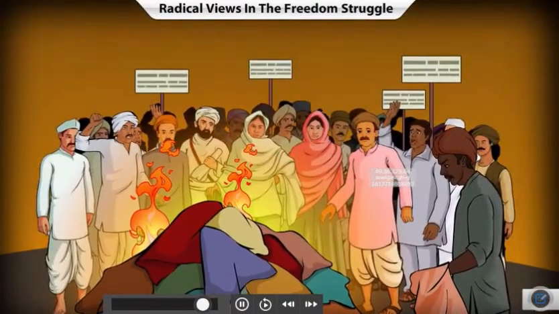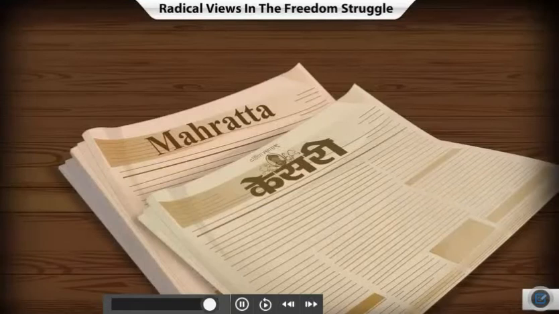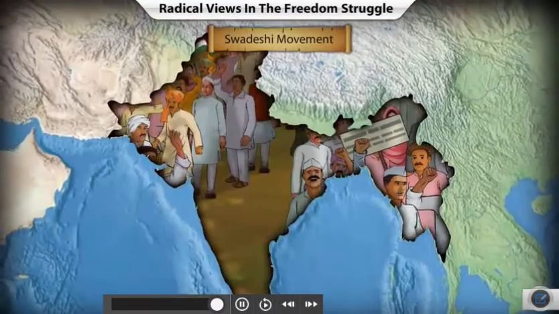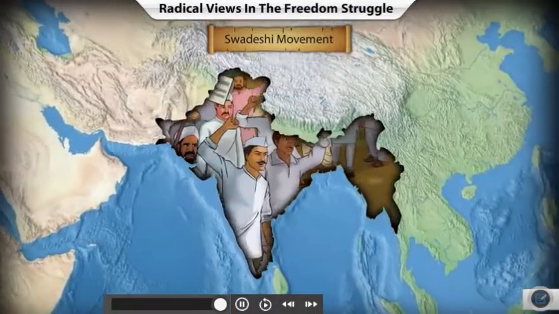They sought to oppose the British rule by boycotting foreign institutions and goods, encouraging Swadeshi enterprises, demanding national education, and promoting the use of Indian languages. This form of protest came to be known as the Swadeshi movement. The movement was strongest in Bengal, but its impact was felt all over the nation.